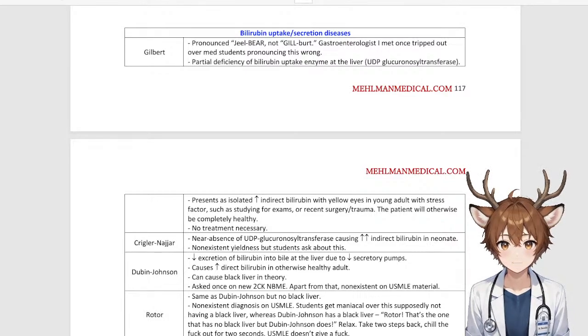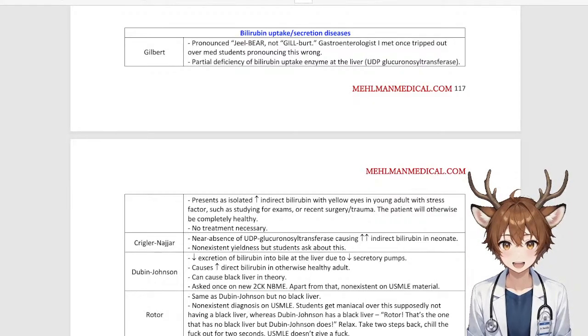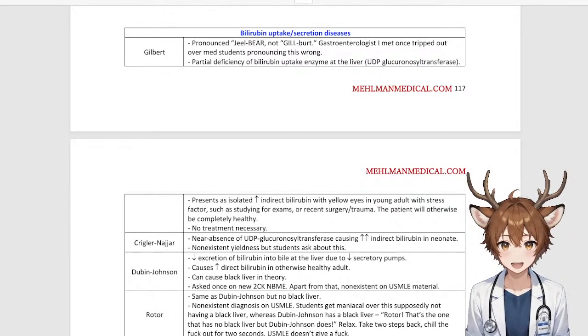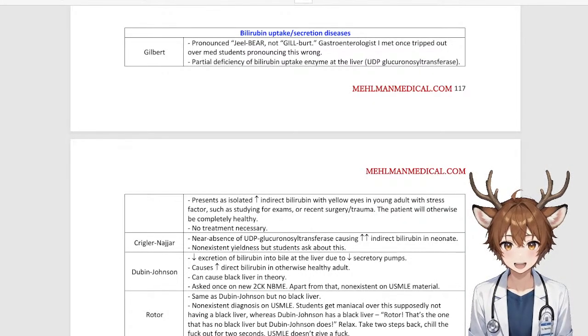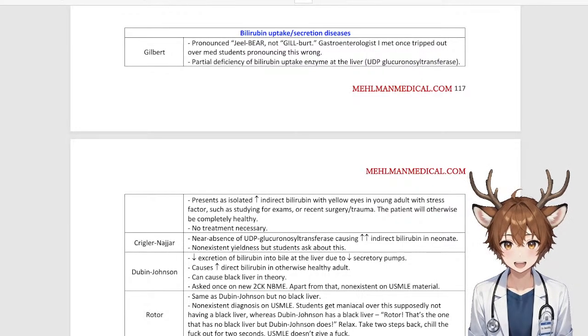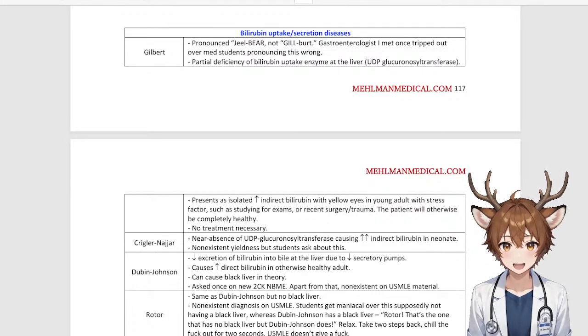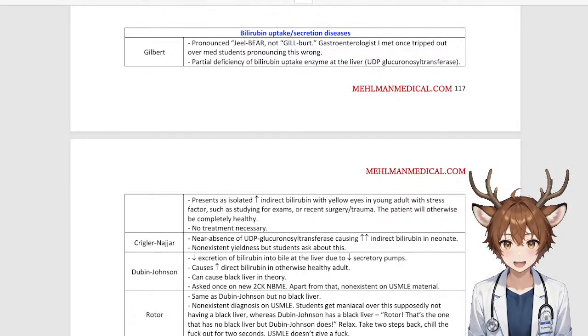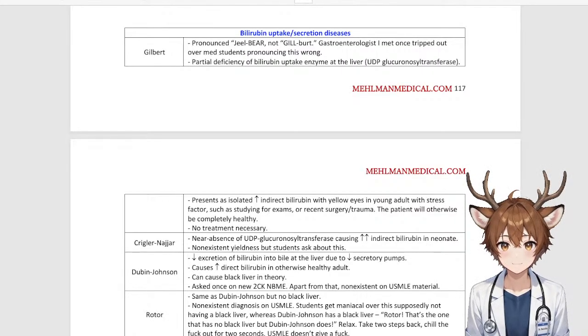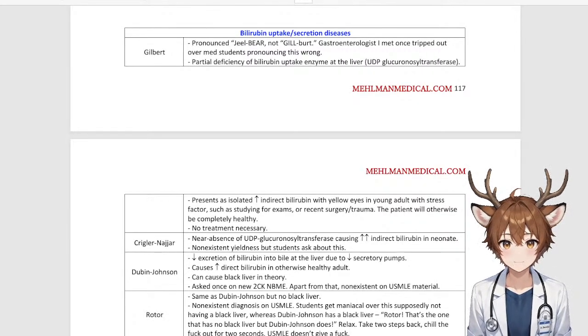Bilirubin uptake/secretion diseases. We have Gilbert disease, and you think it's pronounced Gilbert. It's not. It's like the French. Oh my gosh. I mean, I don't know what's going on, man. It's Gilbert disease, pronounced Gilbert, not Gilbert. Gastroenterologists I met once tripped out over med students pronouncing this wrong. They're pronouncing it in a way an English person would pronounce it, not some guy from Toulouse would pronounce it, I guess.